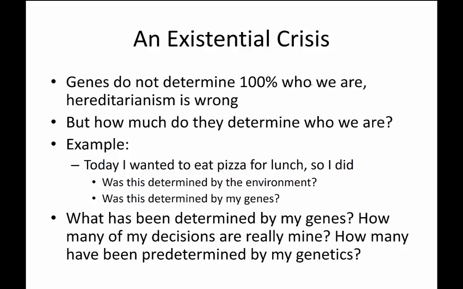So for example, I wanted to eat pizza for lunch today, so I did. So what's determined by my environment? Was this how I was raised? Or what's determined by my genes? So is there something about my genetics, something about how those proteins were functioning? Maybe those proteins were influencing my brain. Maybe those proteins were playing some role in my psychology that made me want to eat pizza. So really, what has been determined by my genes is the question here. And of course, you can then worry that maybe my genes are playing a larger role than I think they are.